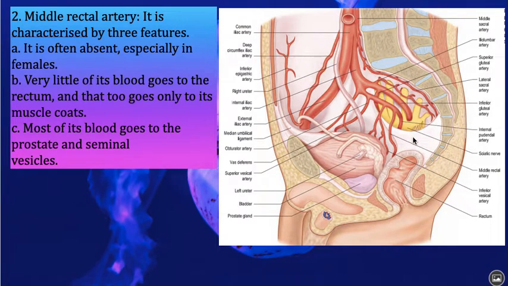The middle rectal artery, this is the middle rectal artery going towards the rectum. Now, it has three important features. It is often absent in females. Very little of this blood goes to the rectum, and if at all it does go, it goes only to the muscular coat, right? And most of the blood goes to basically the prostate gland and the seminal vesicle over here.